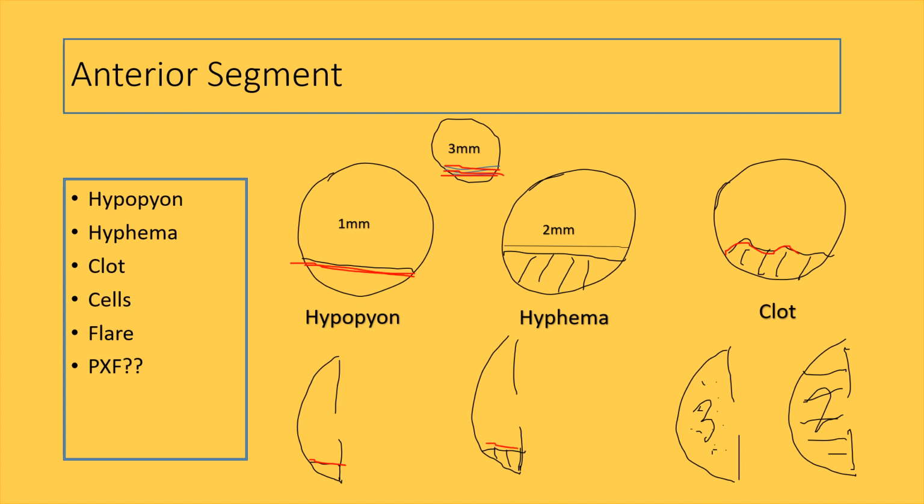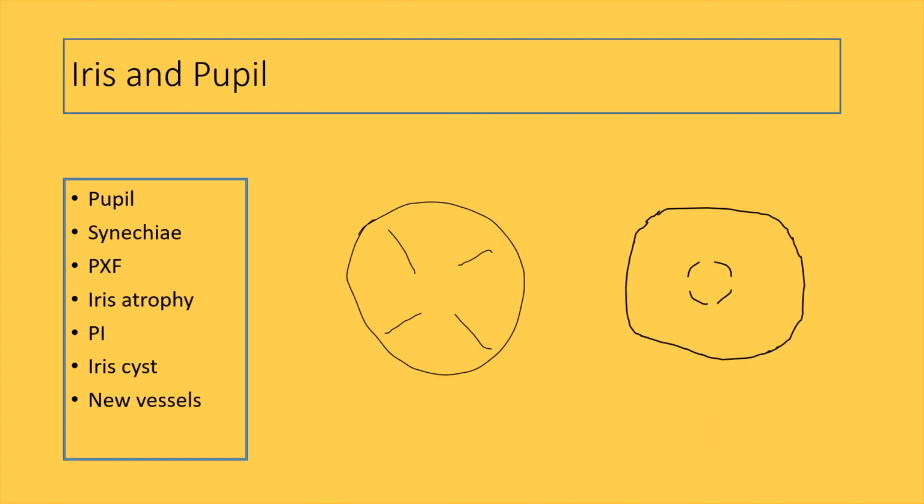And then the cells and the flare. So you put small little dots in the anterior chamber, and 3 means plus 3 cells. And if you've got the horizontal lines with number 2, that means plus 2 flare in the anterior chamber. And now we come to the iris and pupil. So 4 radial spokes are for the iris and 4 circular spokes are for the pupil. That's how you draw them.